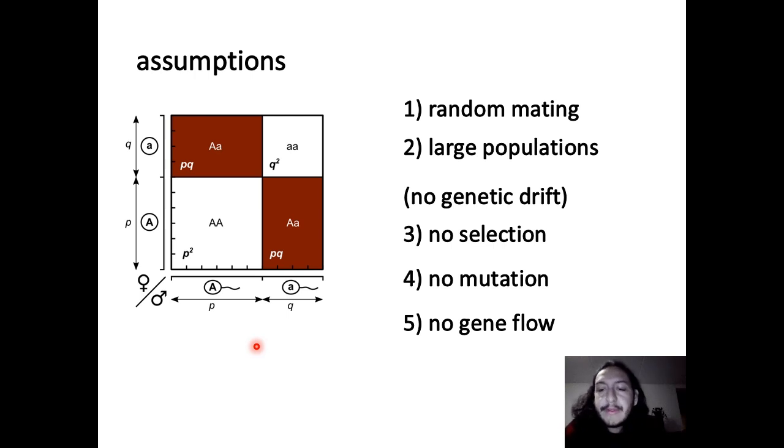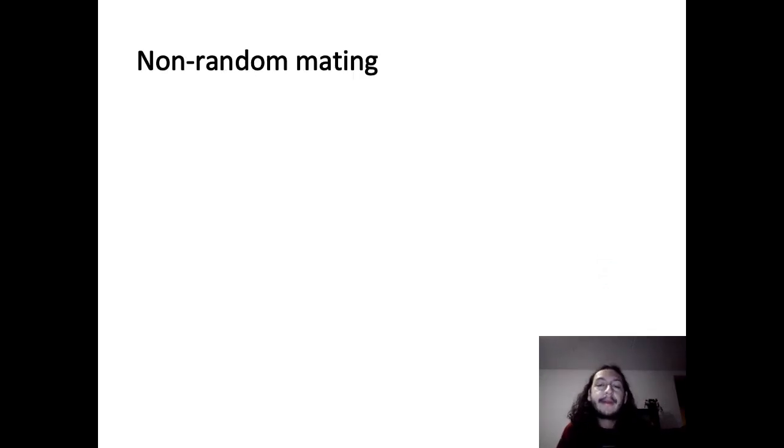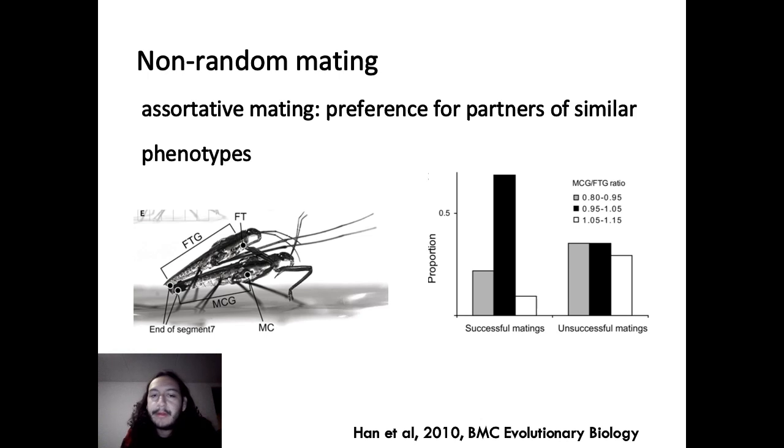So going back to what we are trying to discuss here, which are deviations from Hardy-Weinberg equilibrium's assumptions. A bit of a recap: we are assuming that there is random mating, that we have large or infinite populations where there is no genetic drift. We also have no selection, no mutation, and absolutely no gene flow. So when we break random mating, the opposite of random mating is non-random mating, and this happens through processes like assortative mating.